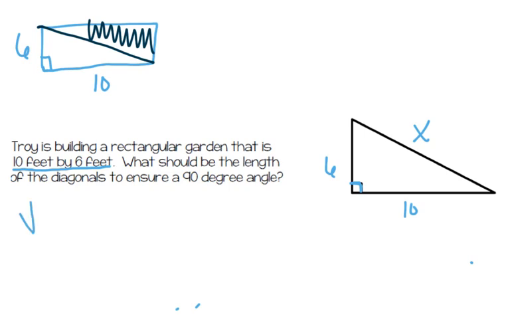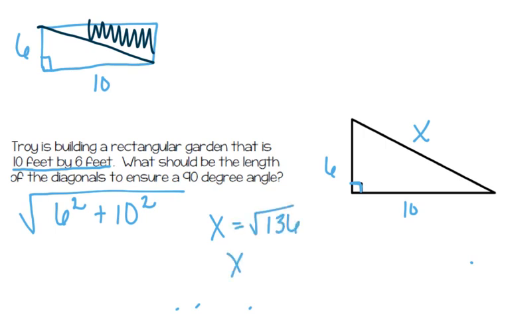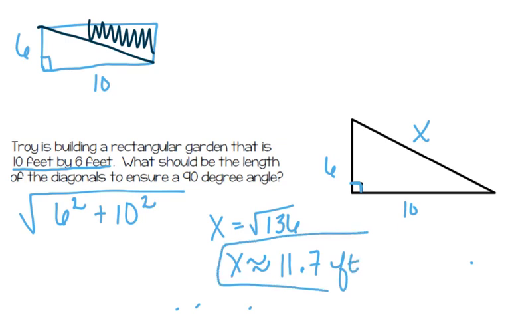So I have two legs. So our formula is the square root of one leg squared plus the other leg squared. So 6 squared and 10 squared. So if you type that into your calculator, the square root of 6 squared plus 10 squared, x is going to equal the square root of 136, or x will be approximately 11.7 feet. So the key here is to make sure that you're drawing diagrams for those story problems so that you're seeing where the pieces fit in. And that's it for this video.